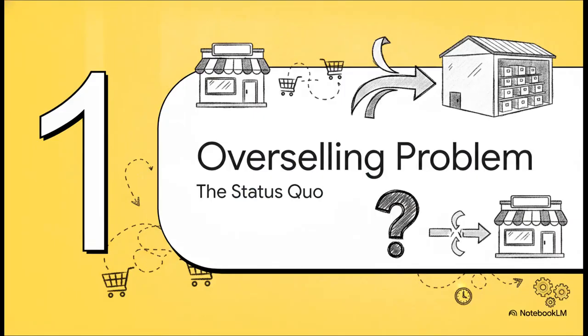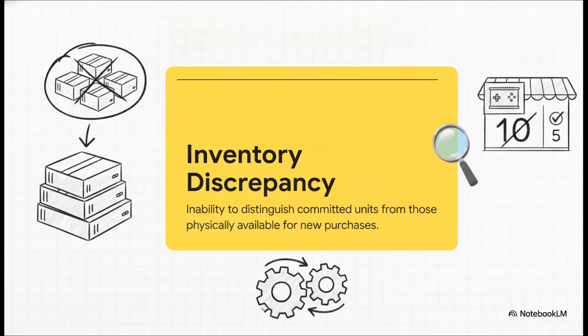Section 1. The overselling problem. The status quo. So, to really understand this gaming distributor's struggle, we have to look at the fundamental flaw in their legacy system. It's defined perfectly here as an inventory discrepancy. Basically, their system was treating reserved stock, items that are already purchased but just haven't shipped yet, and their actual physical stock as the exact same number.